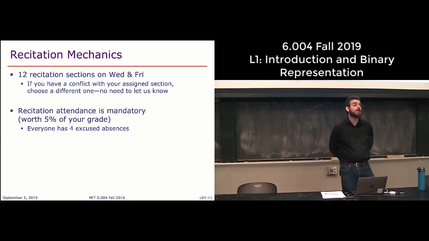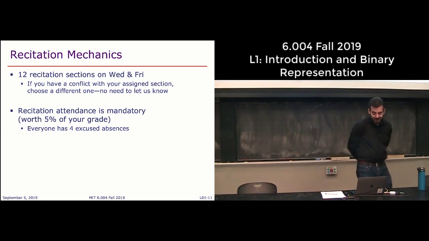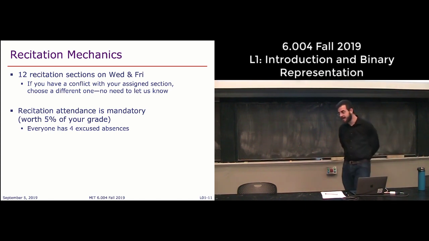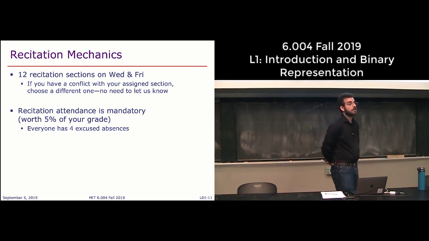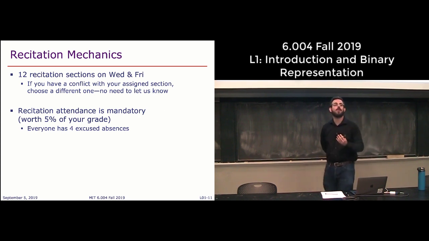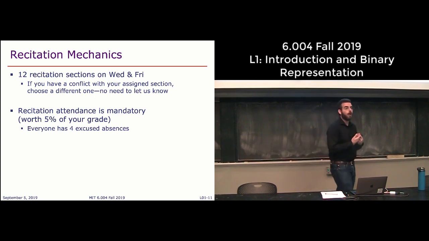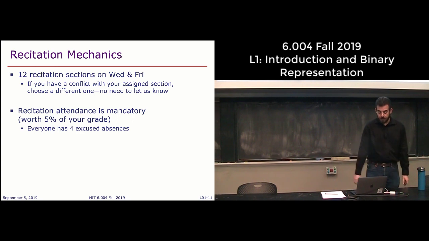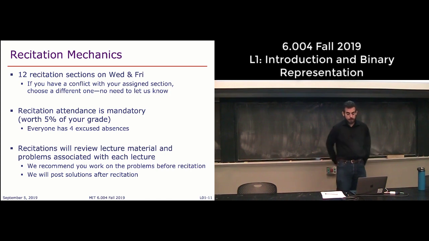Recitation attendance is mandatory, but it's self-mandatory, so it's worth 5% of your grade. That's not a lot, but it's enough to be worth going. And the reason that we make it mandatory is that we have consistently seen that students who attend recitations do significantly better in the course. So 6004 is not a spectator sport. Right? You'll get much more out of the course if you do the problems and figure out how to do all the exercises that are associated with each lecture. That said, because we again want to give you flexibility, everyone has 4 excused absences.